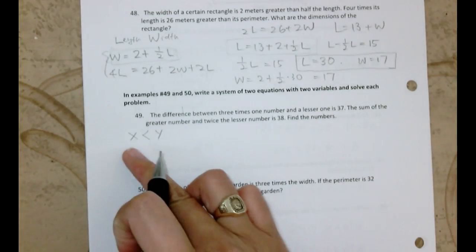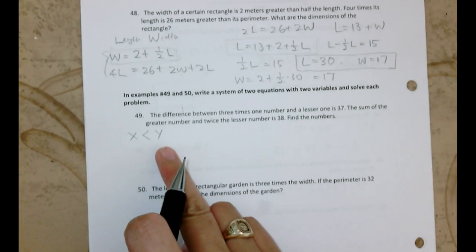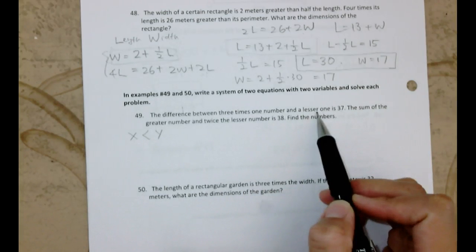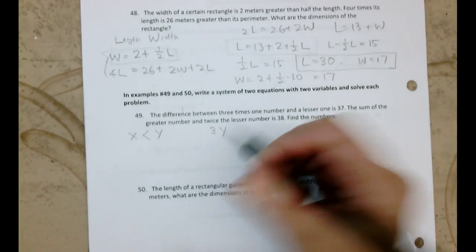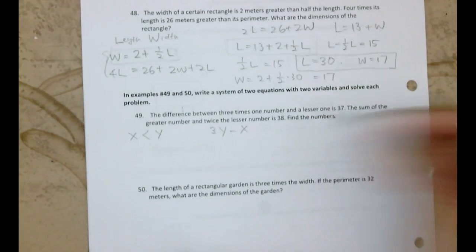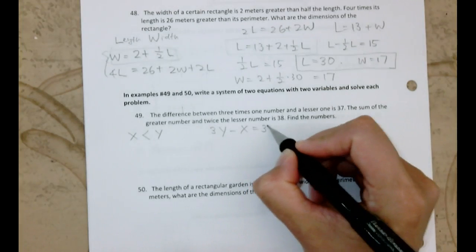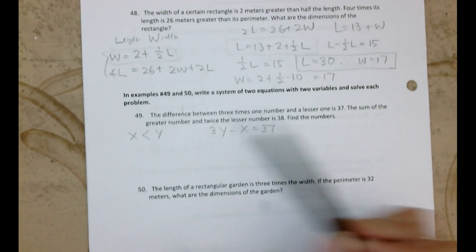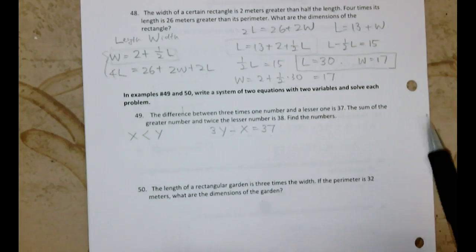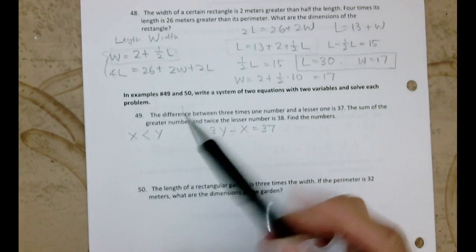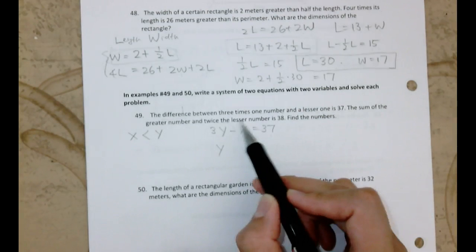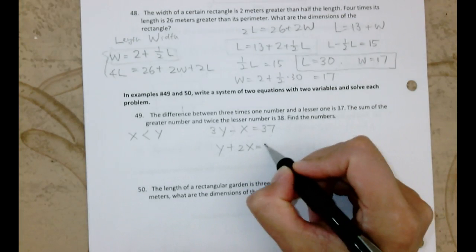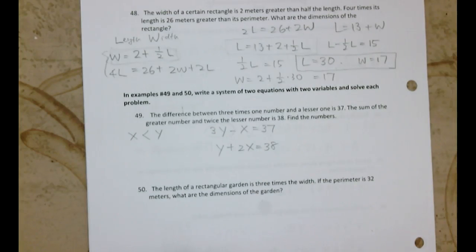So the lesser one we said x. And 3 times one number and the lesser one, so that should be 3 times y, and it's a difference, so minus x has to equal 37, right? The 3 times one number and the difference and the lesser number is 37. Good. And the sum of the greater number, so greater number is y, and twice the lesser number, so sum, so it's plus twice the lesser number, is 38. Okay, so that's the system.